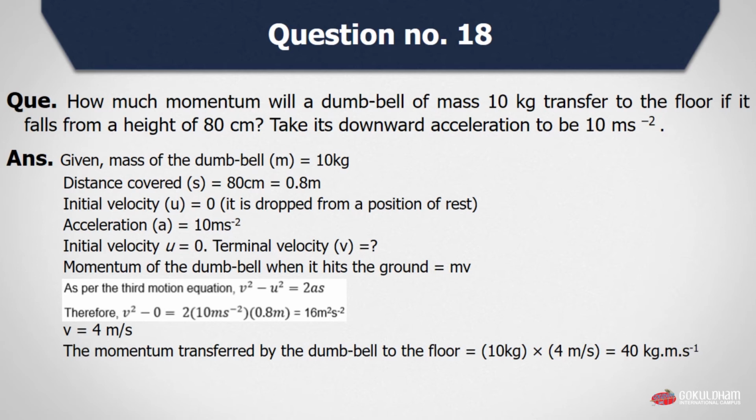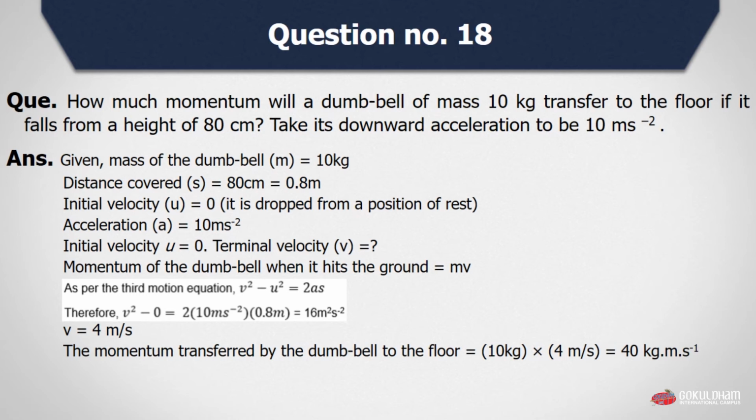And as per the equation of the third law of motion, we have v square minus u square is equal to 2 into as, means terminal velocity square minus initial velocity square is equal to 2 multiplied by acceleration multiplied by the distance covered. We don't have the value of v square, but we have the value of initial velocity u. So when we substitute the values in this equation, we'll have v square minus 0 is equal to 2 multiplied by 10 meter per second square multiplied by 0.8 meter. And when we solve this equation, we'll get the value of v square as 16 meter square per second square.